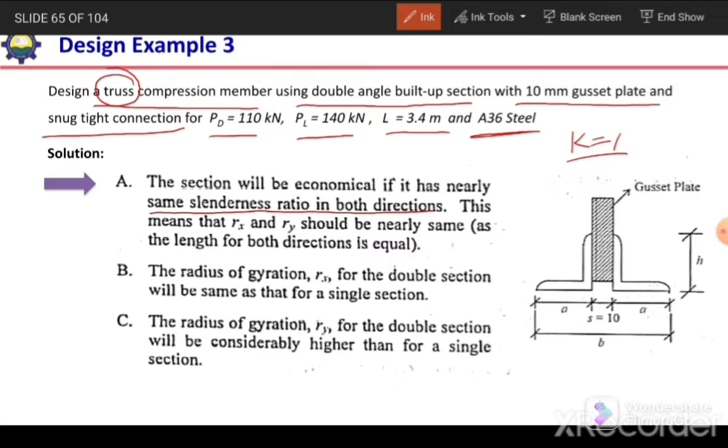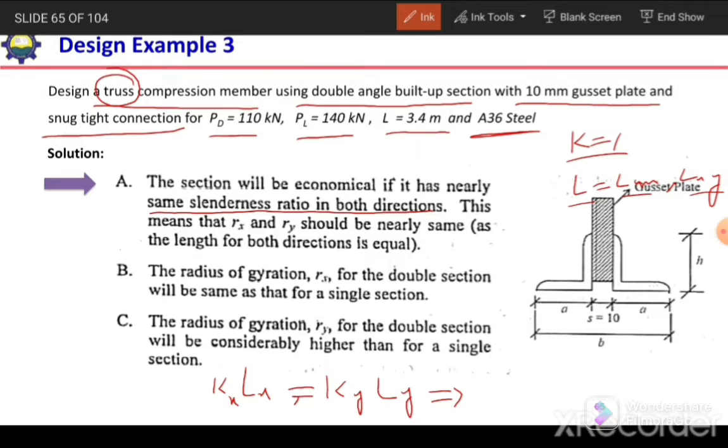And we don't have any bracing in any direction x or y, so L will be equal to Lx and Ly. So Lx, Ly and L will be equal. So KxLx and KyLy are the same. If we want to design an economical section, we need to select a section that has the same slenderness ratio about the x and y axis. If the slenderness ratio about both axes is the same, the strength of the member will be the same about both axes and we will have an economical section.